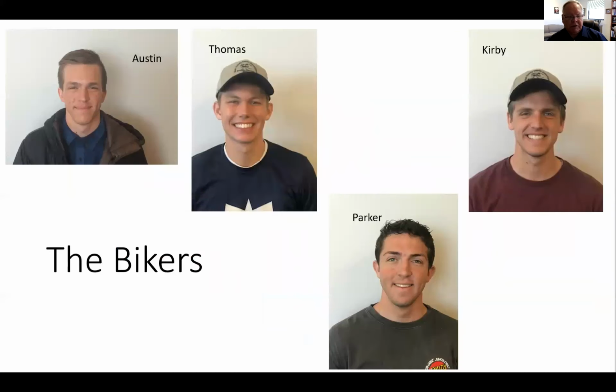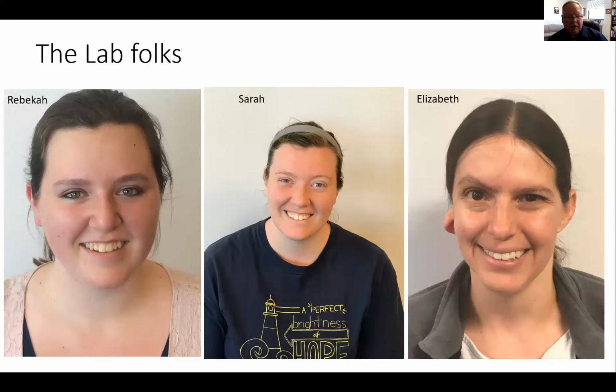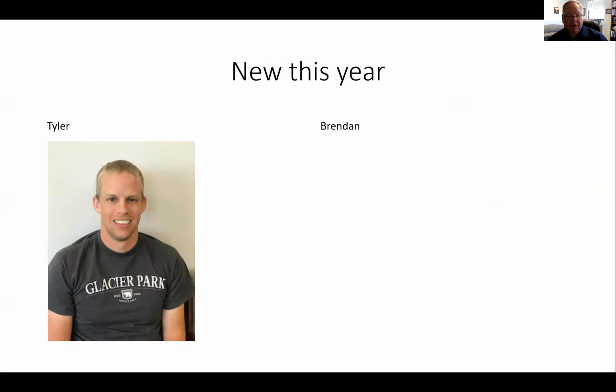We've got David Cox. David Eager is returning, along with Mike, Kevin, Liesel, and Evan. We're all back with us this year. We have our bikers with a couple of new people here. We have Austin, Thomas, Parker, and Kirby. We'll talk about that. We have Van Dizals, Mitch, Corey, and Ty. And then our lab folks with Elizabeth coming back, Rebecca and Sarah moving off the bikes into the lab. A few people new are Tyler and Brendan, which we don't have a picture of.